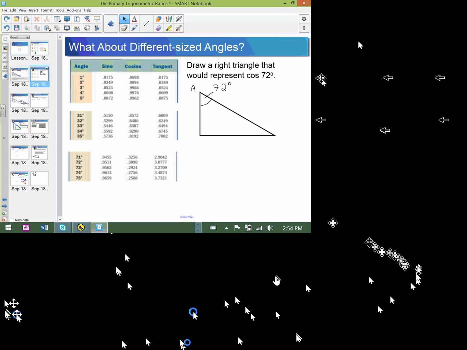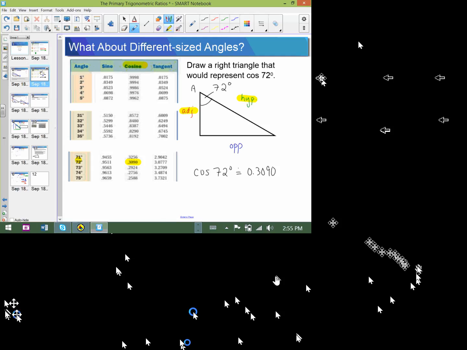Across from that, we have our opposite. Our adjacent is right beside it here, forming the angle, and the hypotenuse is over here. So for cosine, we're going to be using this side and this side. Let's find the ratio in the table. That would be over here. So 72 degrees there, cosine 0.3090. I'm going to write that down just over here. Cosine of 72 degrees is about 0.3090.